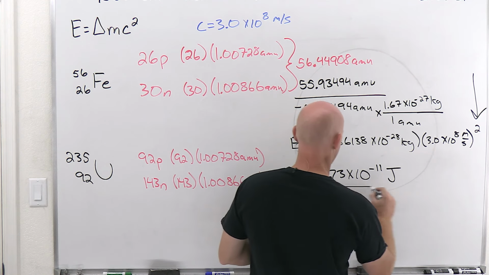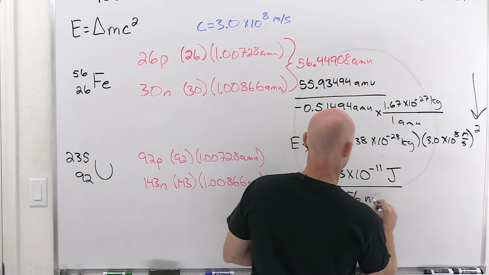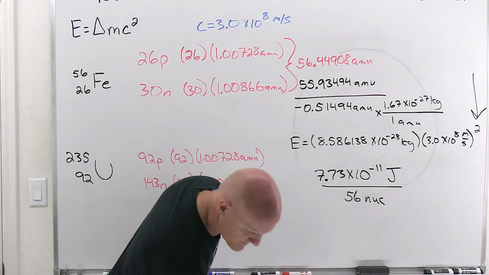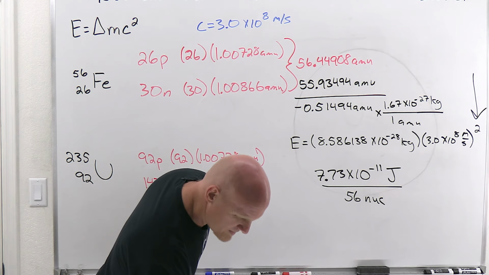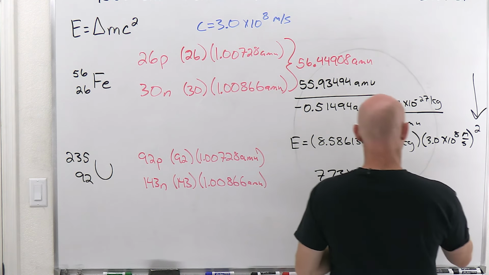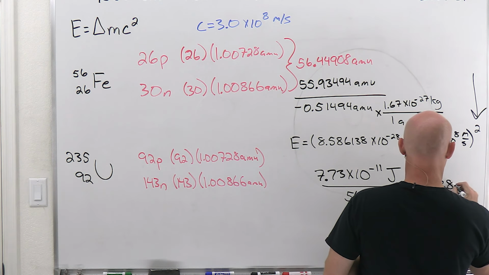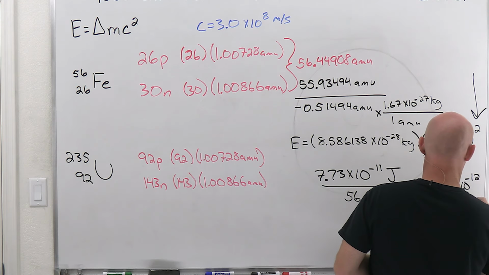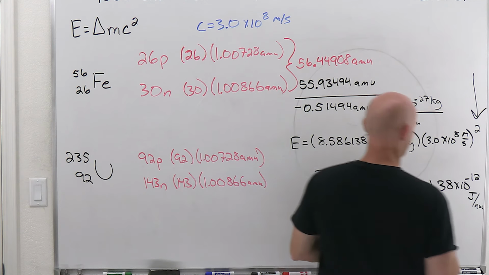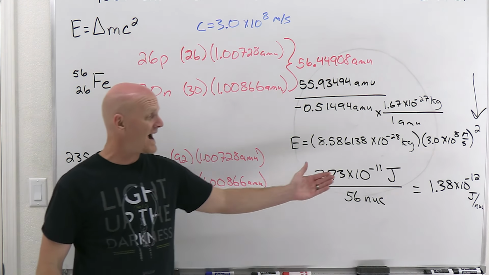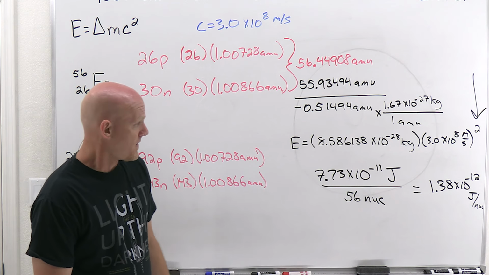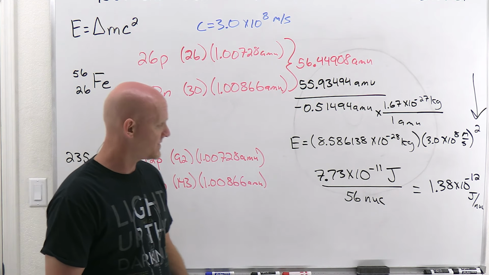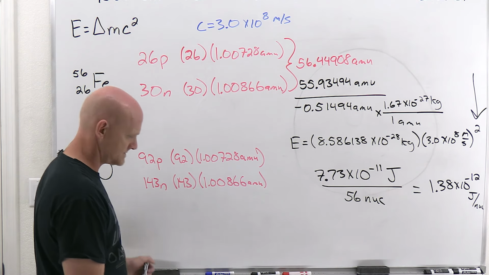Well, we'll just take that and divide it by the 56 nucleons that we have. And so divided by 56, and now we get 1.38 times 10 to the negative 12. And again, that's joules per nucleon. Cool, and it turns out that's the highest nuclear binding energy per nucleon of any nucleus in existence. That's the highest.